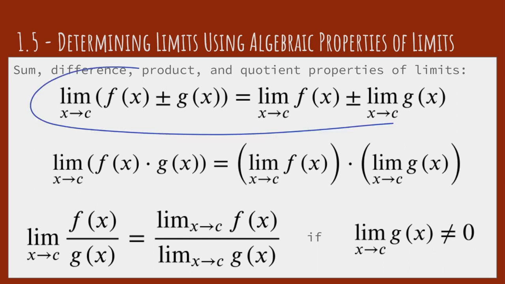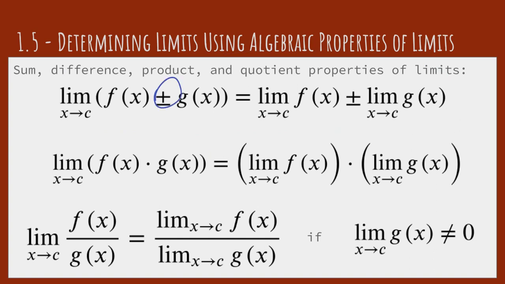The first line is actually two of them together, so that's the sum and difference properties of limits. You can think of this as the plus here going with the plus here, and the minus here going with the minus here. Essentially, what that says is if we're taking the limit of a function that has the sum or difference of two or more terms in it, then we can evaluate the limit of those terms individually and then add or subtract as necessary.